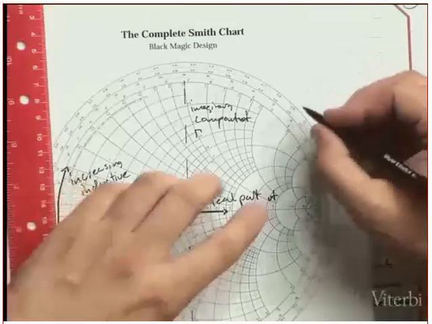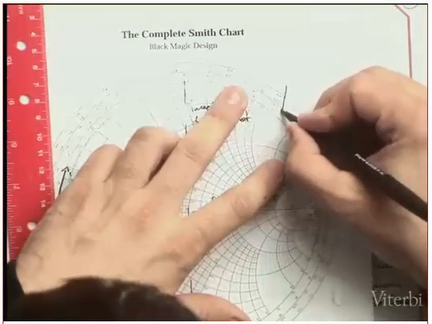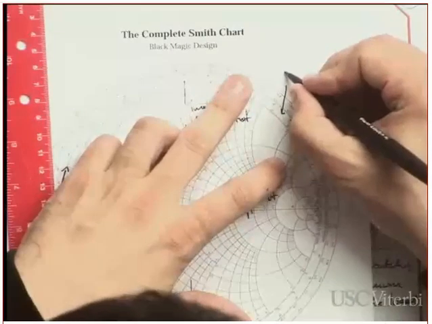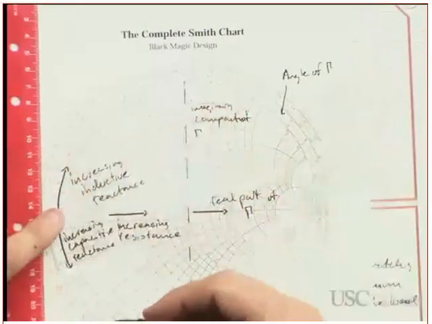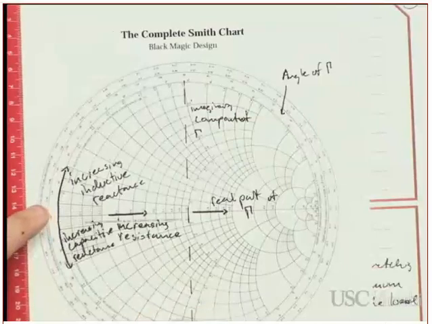So other things that I used in that previous example, this is the angle of gamma. Magnitude of gamma is measured down here.